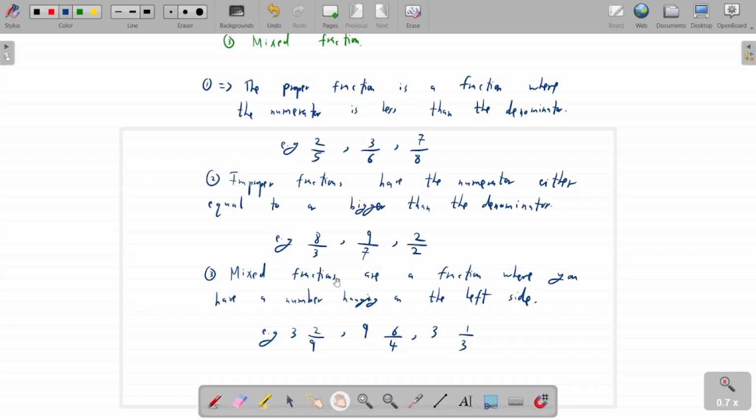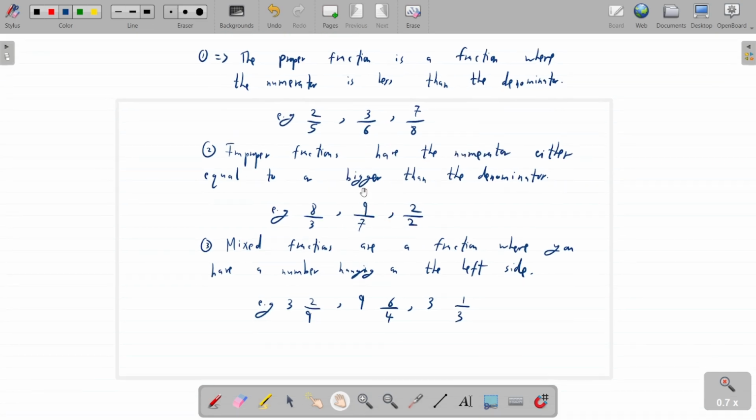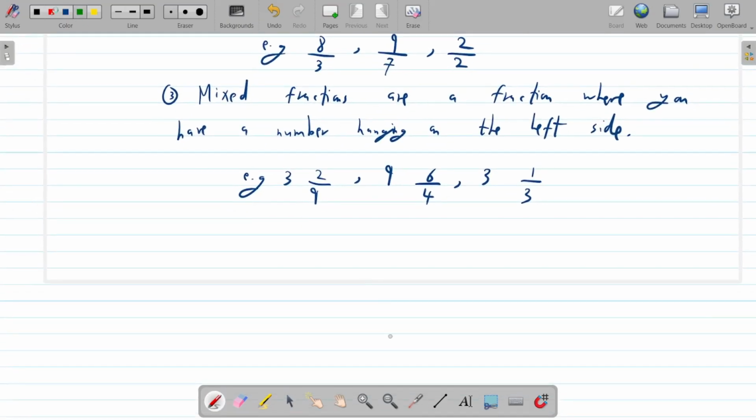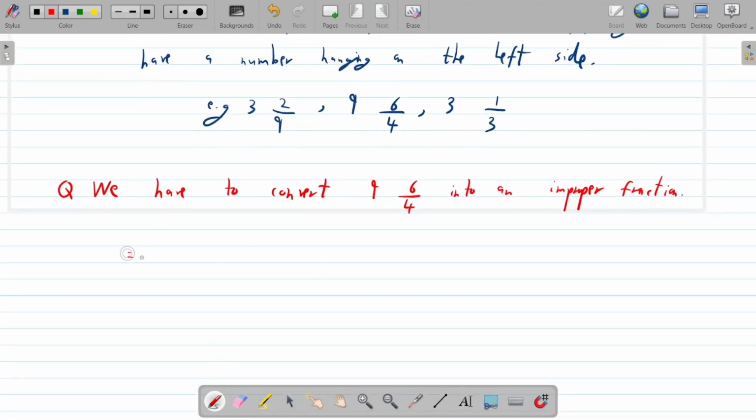Now, you can get questions relating to them by asking you, okay, what do I get if I convert 9 by 7 into a mixed fraction, or if I convert 9 6 by 4 into an improper fraction? And that's what we're going to do right now. So, firstly, I'm going to write it down over here. We have to convert, let's say, 9 6 by 4 into an improper fraction. Okay. First of all, let's write down our question. Now, to write the improper fraction, the first rule is that the denominator is going to be the same. So 4 is going to stay as it is. The only thing that's going to change is our numerator.